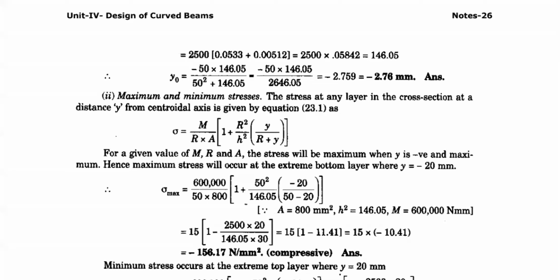Sorry. So sigma equal to M by R into A times (1 plus R square by h square times y by R plus y). And please identify the terminology.